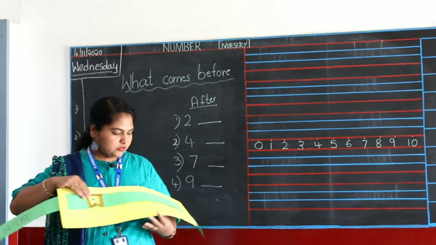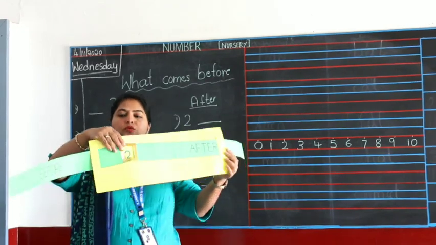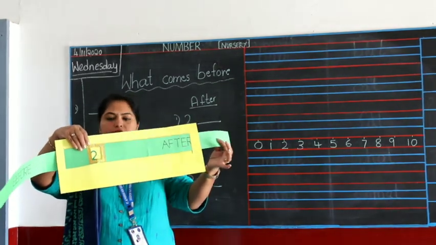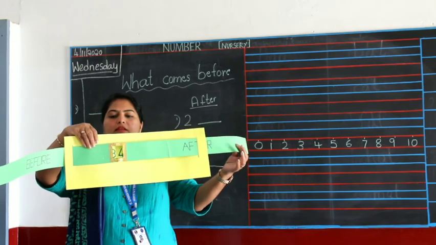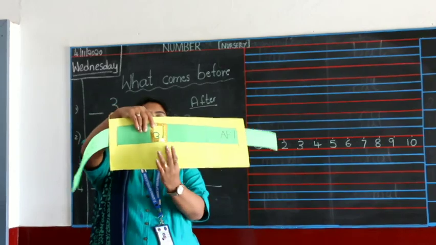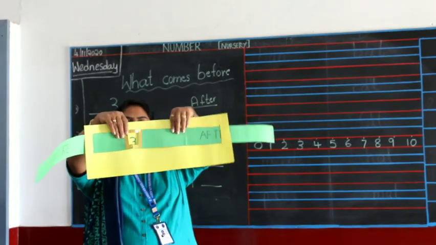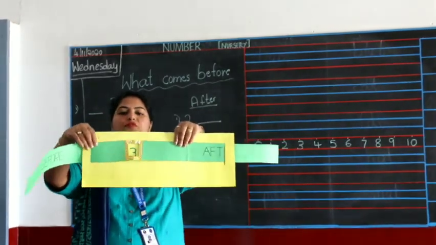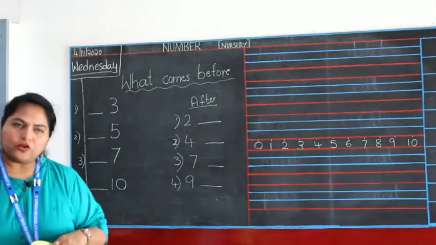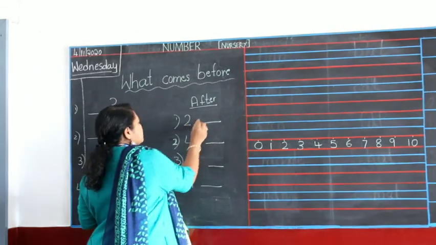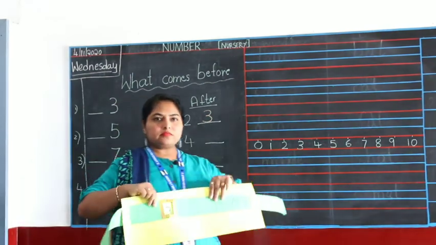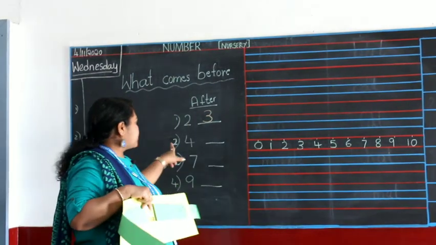Now let's go to 2. This is 2 here. Okay. So we want to know what comes after 2. So we drag the after side. When you drag, the number after 2 is, what's this number? I'll show you. Yeah, this is 3. The number after 2 is 3. So let me write it down for you all. The number that comes after 2 is 3 on the number line. Correct? So we go for the next question.